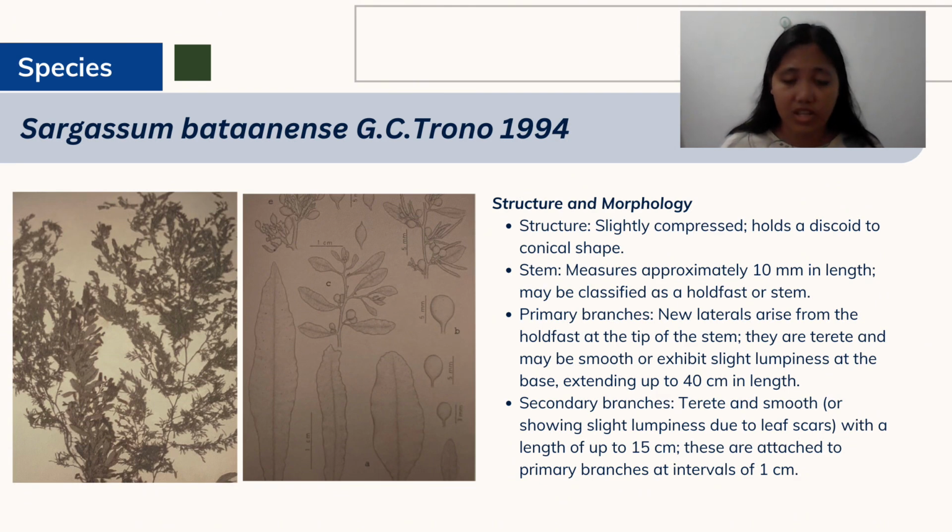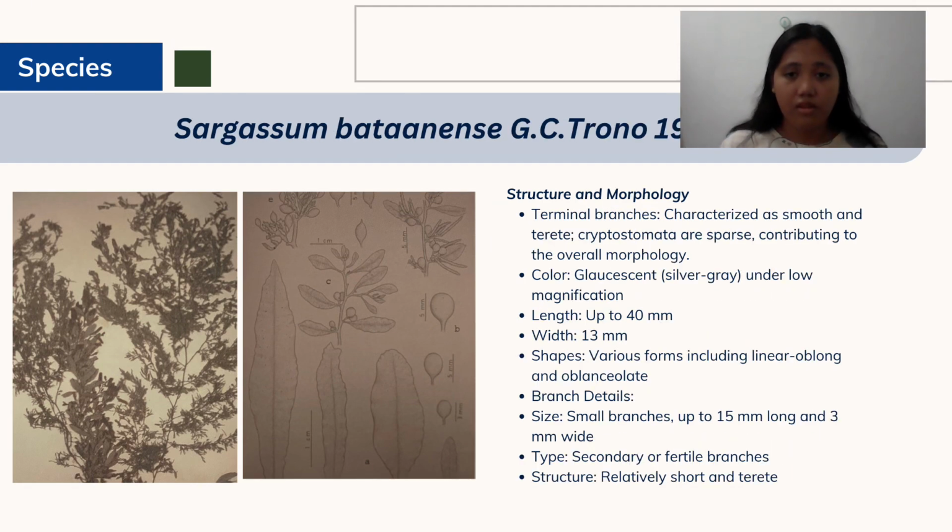40 centimeters in length. The secondary branches of Sargassum bataanense are also terete and smooth, which shows slight lumpiness due to leaf scars. The terminal branches of Sargassum bataanense are characterized as smooth and terete. The cryptostomata of the species are sparse, which contributes to the overall morphology. The color of Sargassum bataanense is glossescent, meaning it has a silver and gray color under low magnification.